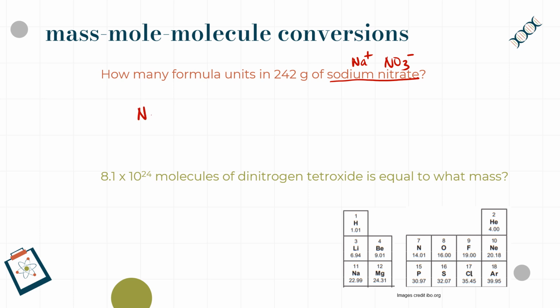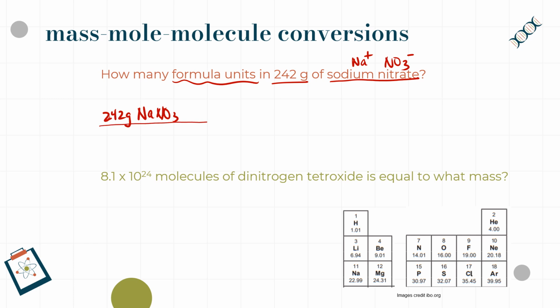So we're going to start with sodium nitrate in our given, and we've got 242 grams of it. We are looking for formula units, which is kind of the same thing as a molecule, except because this is an ionic compound, we can't really call it molecules. That's only for molecular compounds. Instead, we have formula units. How many Na and NO3 do we have?